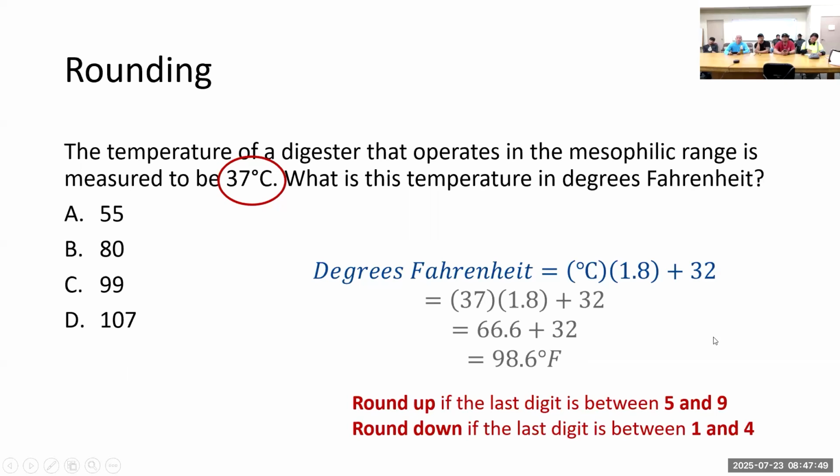Basically, there are just little rules about rounding. You round up to the next number or decimal place if the digit of the place you're trying to round to is between 5 and 9, and you round down if the last digit is between 1 and 4. It could be just the decimal place that you're trying to round to. So if you have a big long number and you just want the first number after the decimal place, that's the one you use to reference whether you're going up or down. In this case, we have 98.6. That last digit is between 5 and 9, so we're going to round up, and that will round up to 99. And so that would be the answer that we would circle on our test.